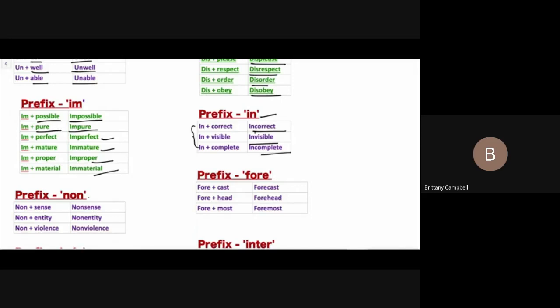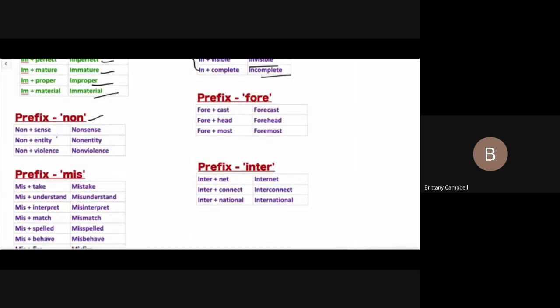Now let's see prefix non. So when non is added to the word sense, it becomes nonsense. Non plus identity, non-identity. Non plus violence, non-violence. Now let's see prefix fore. Fore plus cast became forecast. Fore plus head, forehead. Fore plus most, foremost. Now let's see prefix mis.